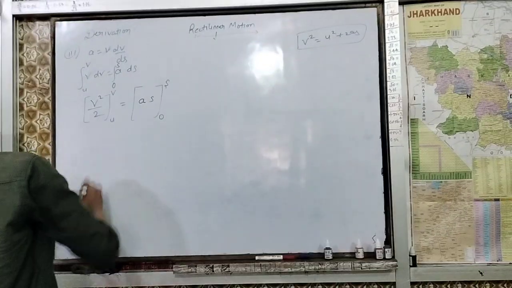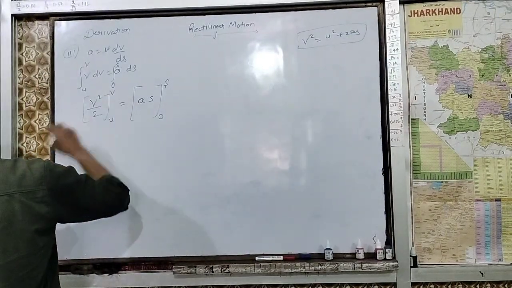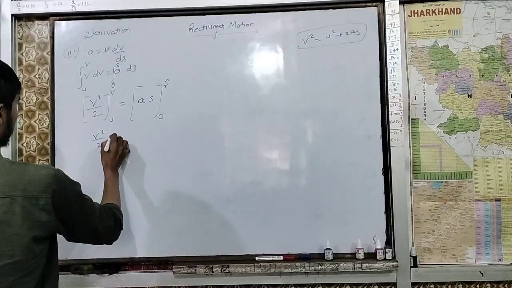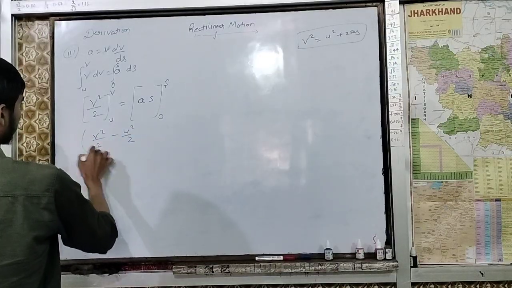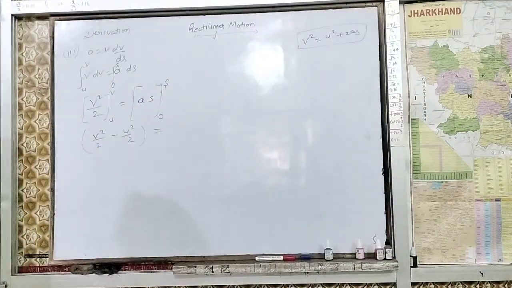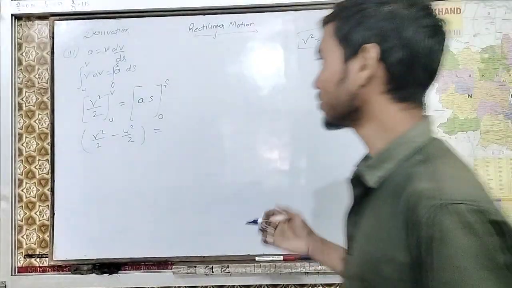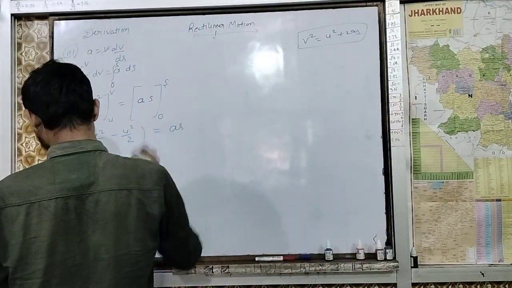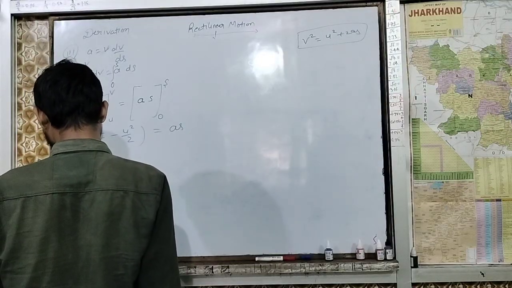Now let's put these limits. First of all we get v square upon 2 minus u square upon 2. No problem. Here s minus 0 will be s. So finally we will get a into s. Am I correct? Yeah, you are correct.